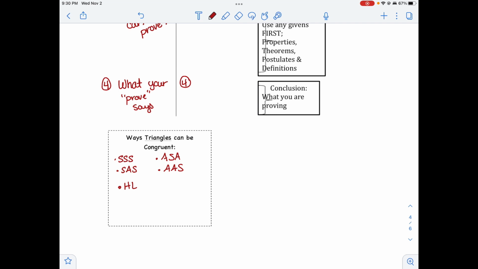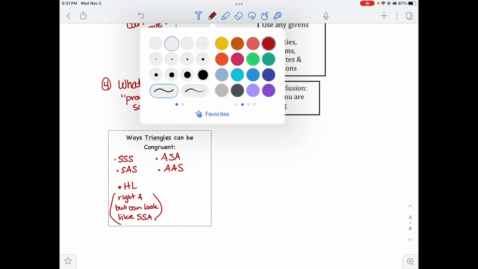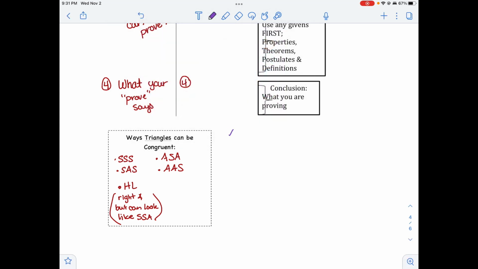Now, this looks like the side angle, but it has a right angle. So this one has a right angle, but can look like side angle. So that's important to remember. You have to have a right angle for this, opposite of your hypotenuse and one side. Okay, so you need right angles, and it has to be across from your hypotenuse, your longest side, and one side.